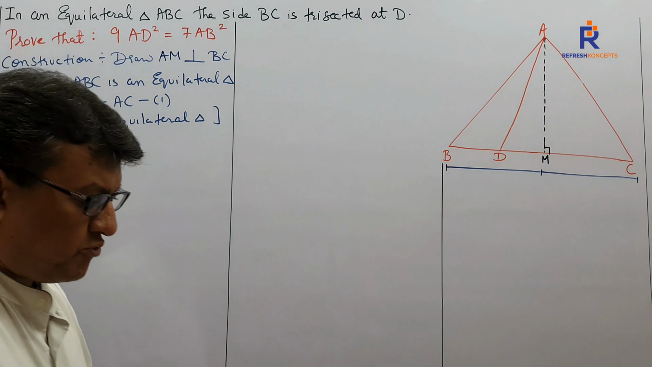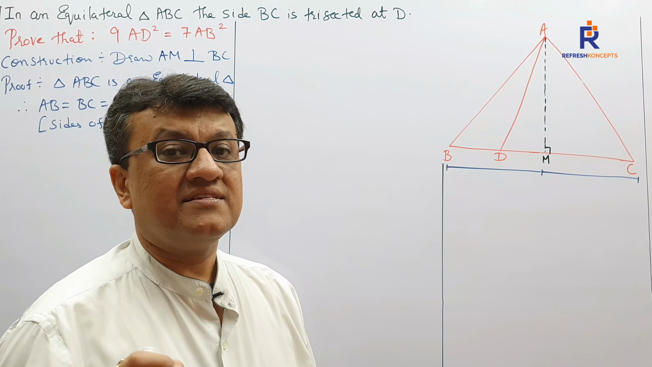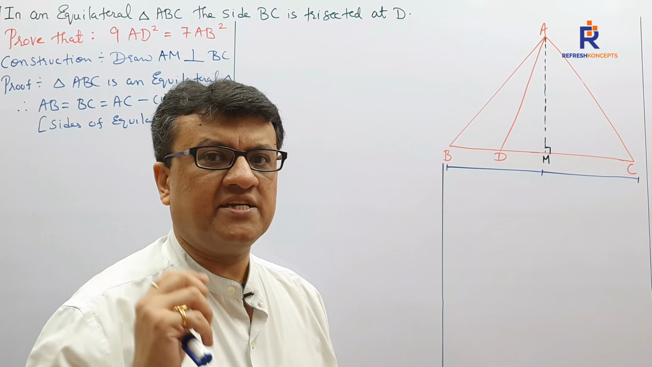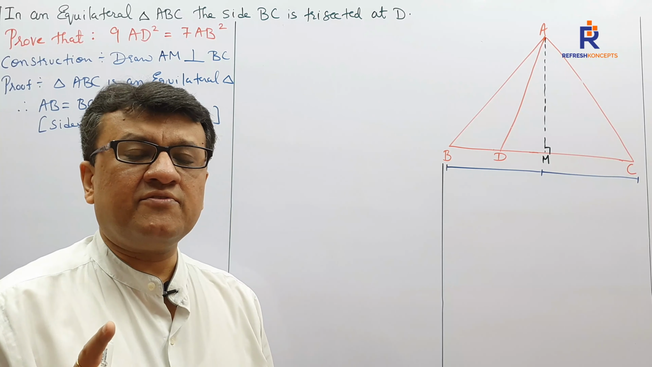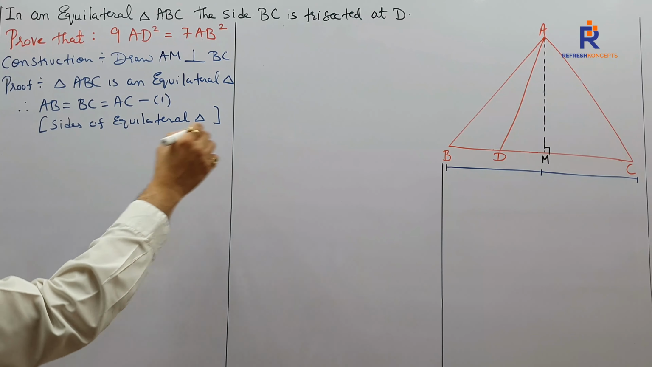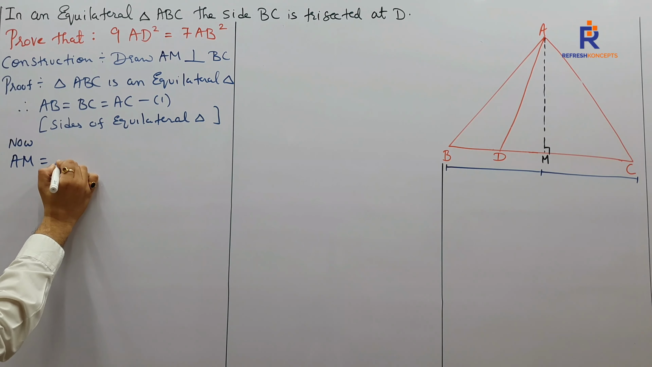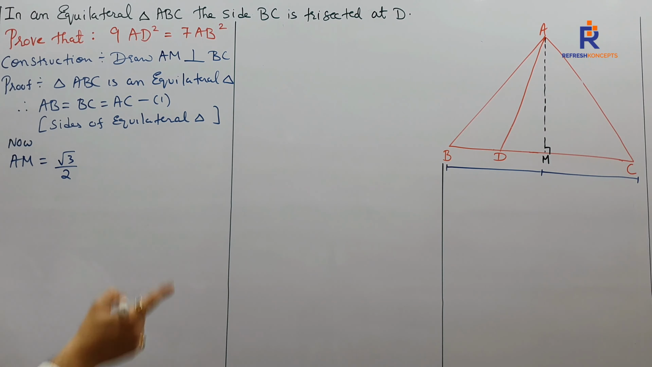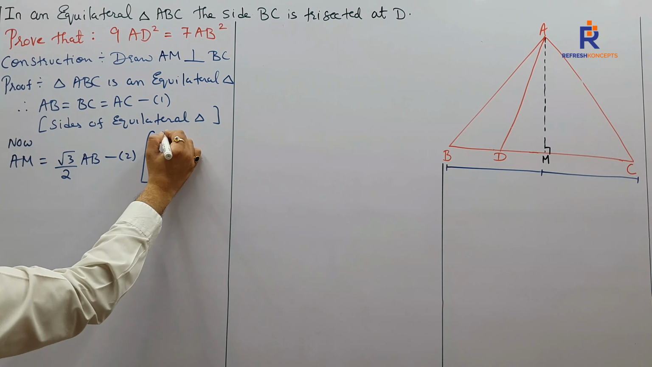Second thing which I want my children to know. In an equilateral triangle, the height of an equilateral triangle is root 3 by 2 side. Remember this. Those who are aware, very well and good. But those who are not, kindly remember. That tells me, here, who is the height? AM is the height. Now, AM is root 3 by 2 times the side. Who is the side? It can be AB, BC or AC. But since I want everything in terms of AB, I shall say AB, equation number 2.